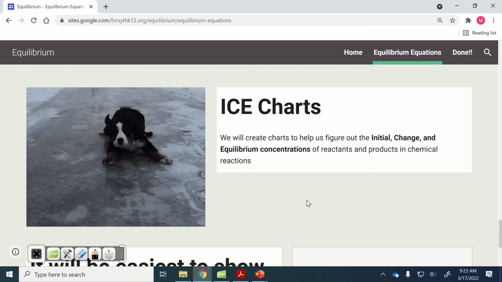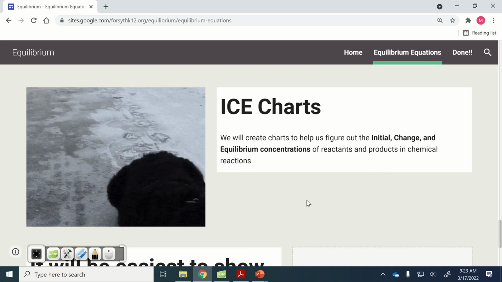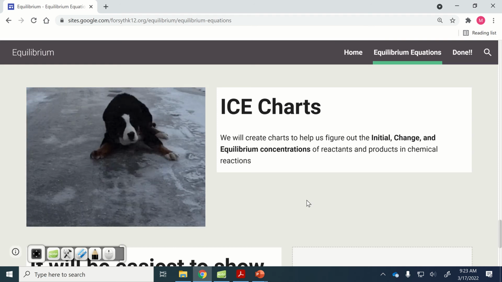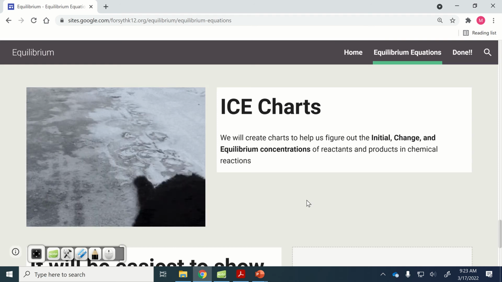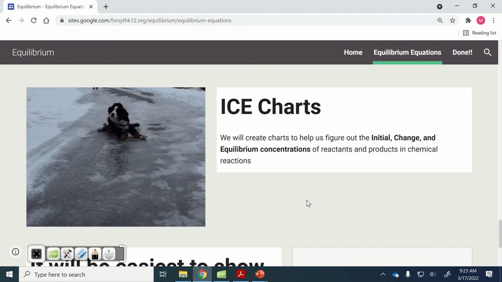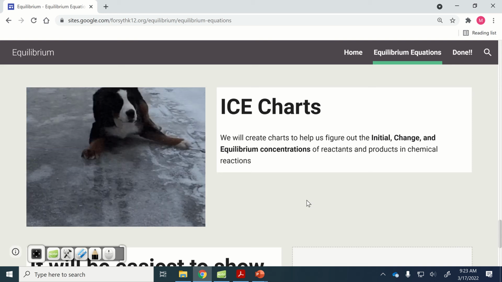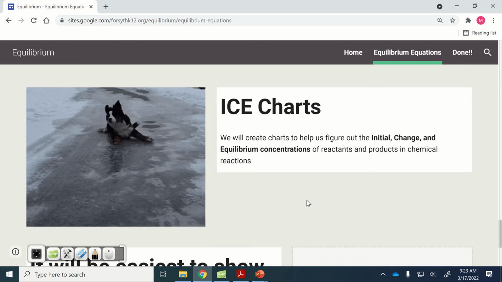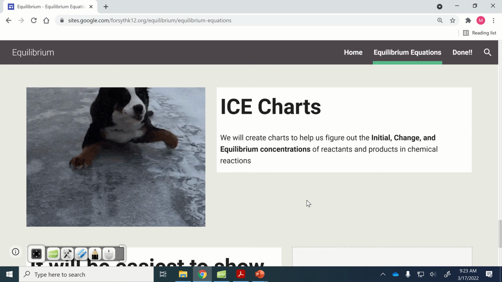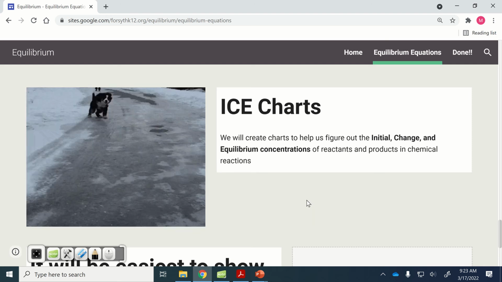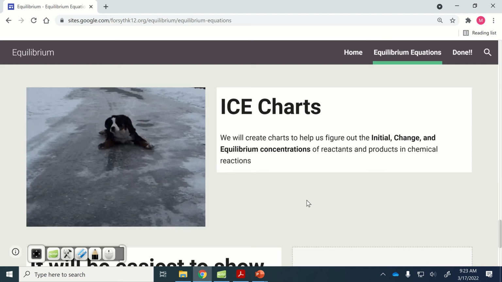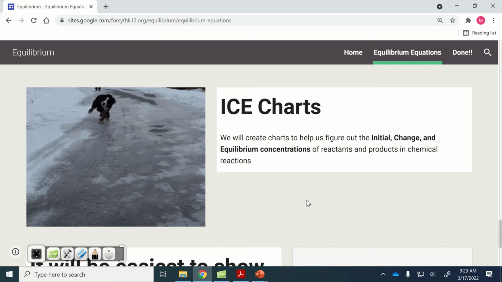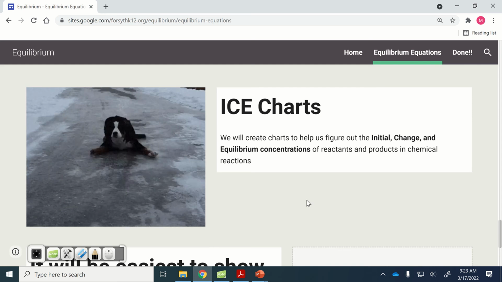Going to an AP level or college level chemistry class, you're going to have more complicated problems, and this is a nice organization method to see what is happening during an equilibrium problem, from the beginning to the very, very end. ICE stands for initial, change, and equilibrium concentrations. It's supposed to show the concentrations of the reactants and products during the chemical reaction itself.